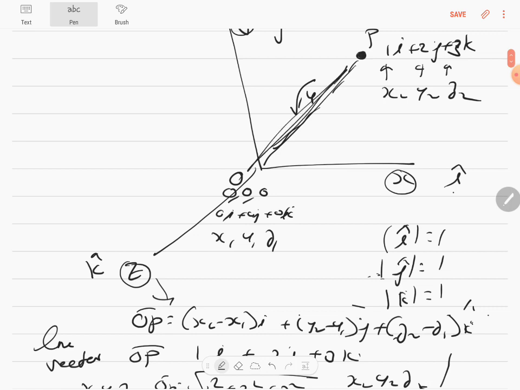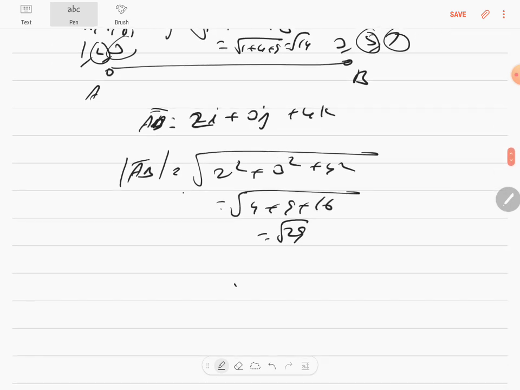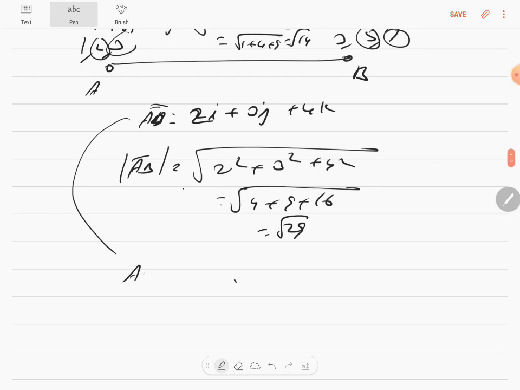The magnitude of this length, whatever it is, because in 2D it is root of x square plus y square if it's xi plus yj. In 3D it is the root of the sum of the coefficients squared. So in this case, what is the magnitude? It's 2 square plus 3 square plus 4 square, which is root of 4 plus 9 plus 16, which will be root 29. So how do we convert a vector into a unit vector?